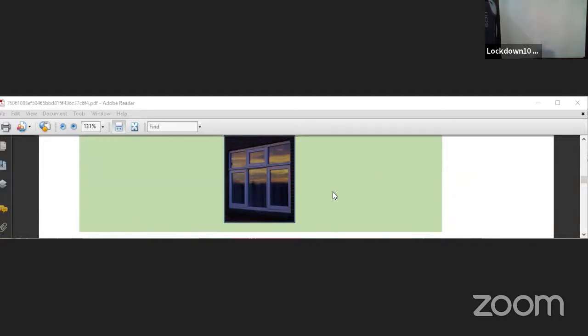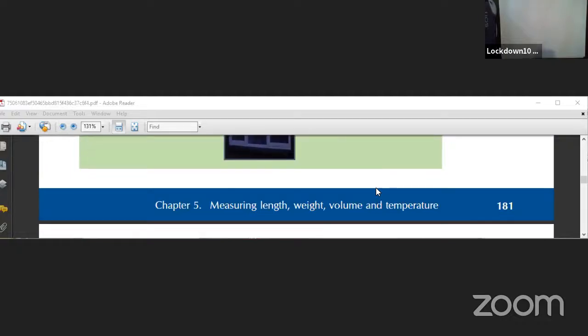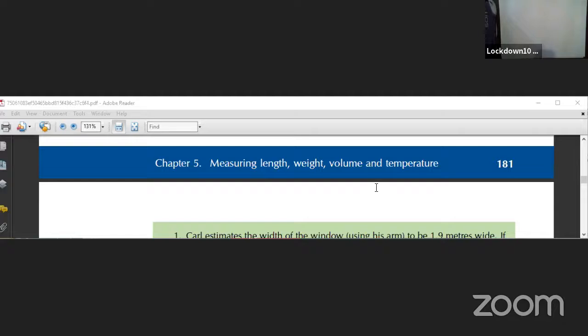So this is the question we are going to look at. It says Cow needs to measure the width of a window to find out how much material he needs to buy to make a curtain. The curtain material costs 55 rand per meter. So this is the question we are looking at, and I'm going to show you how to calculate this.